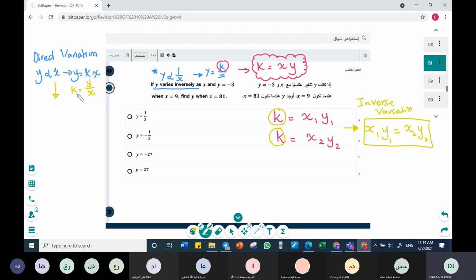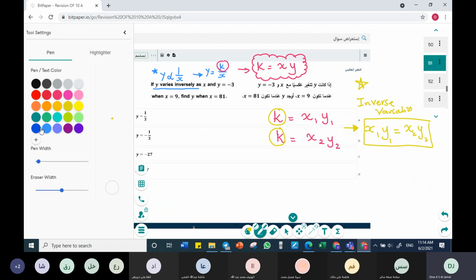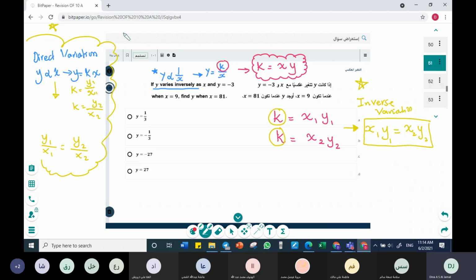So now make k equal to each other. So this is 1, 1, and this is 2 and 2, which will be giving you directly y1 over x1 equal y2 over x2. So please know the difference. This is only for direct variation, and this is only for inverse variation. And remember, we took the complex variation whenever you are having 3 parameters.